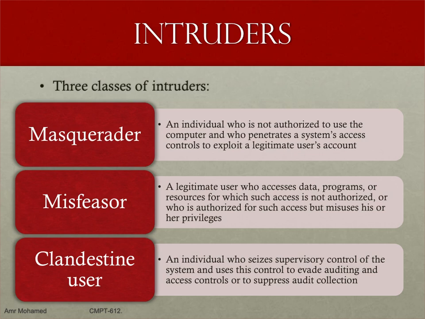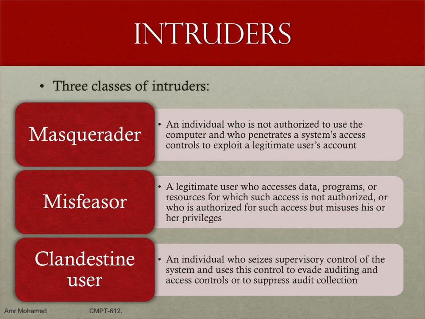And the third user is the clandestine user. A clandestine user is a user with root access. So an individual user who seizes supervisory control of a system and uses this control to evade auditing. For example, the admin may actually damage the audit logs. He has access to everything. So if this level of user is trying to attack the system, then it becomes very, very hard to detect.